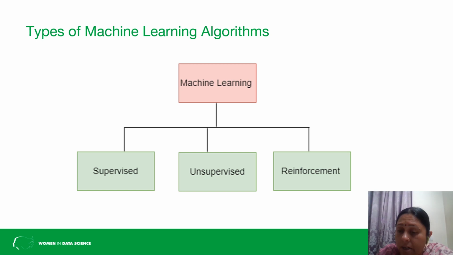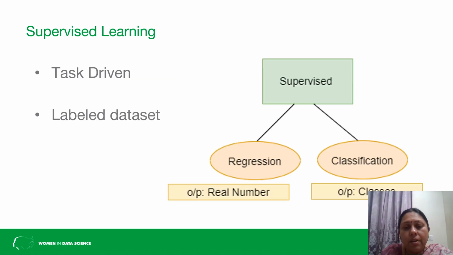Once we have an understanding of what is machine learning, let us see the types of machine learning algorithms. Basically, it can be divided into three categories: supervised, unsupervised, and reinforcement machine learning. Here, the focus is on building models, and usually supervised learning techniques are used primarily to build models. So, the focus of this presentation is going to be on the supervised learning techniques.